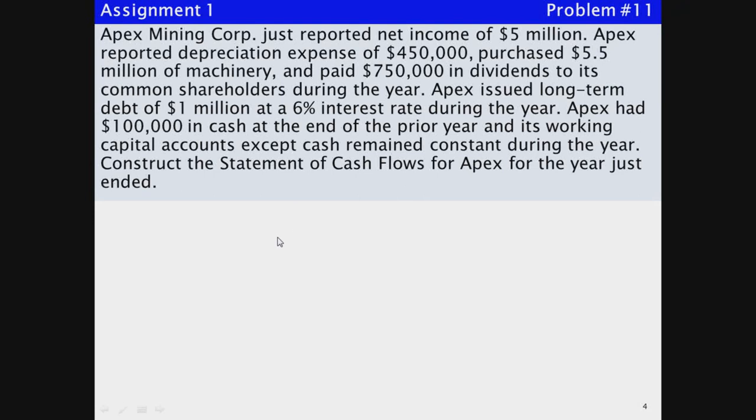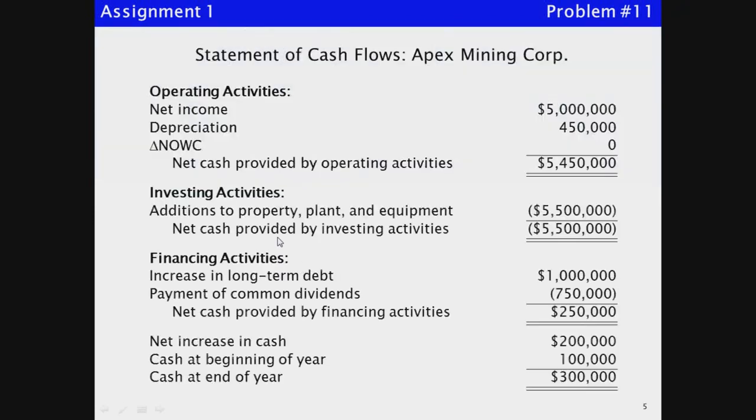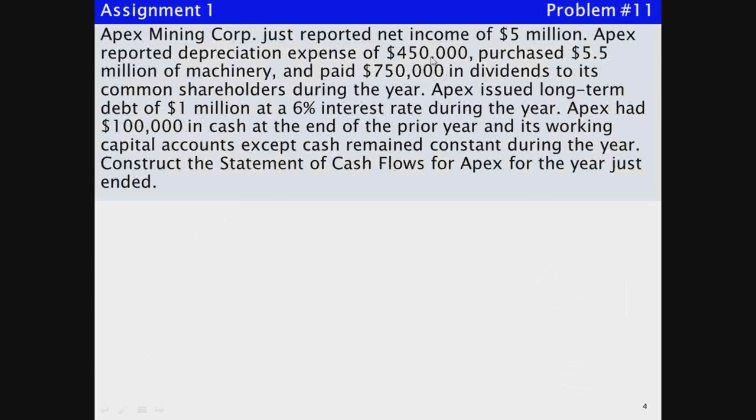Okay, I have to go back and forth here a little bit, but let's show you the completed statement, and then we'll go line by line. I start with the net income, $5 million, in the operating activity section. I add back the depreciation of $450,000.